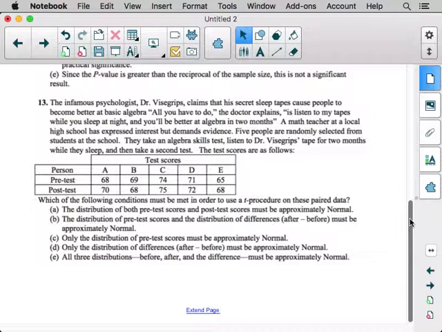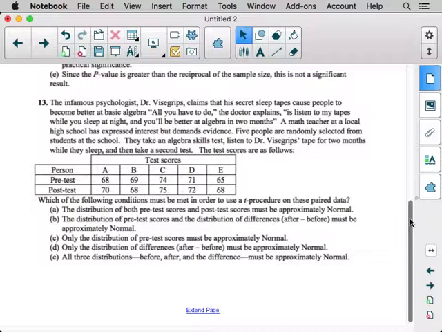All right, the infamous psychologist, Dr. Weisgrip, claims that his secret sleep tapes cause people to become better at basic algebra. All you have to do, the doctor explains, is listen to my tapes while you sleep at night. You'll be better at algebra in 2 months. A math teacher at a local high school has expressed interest but demands evidence.